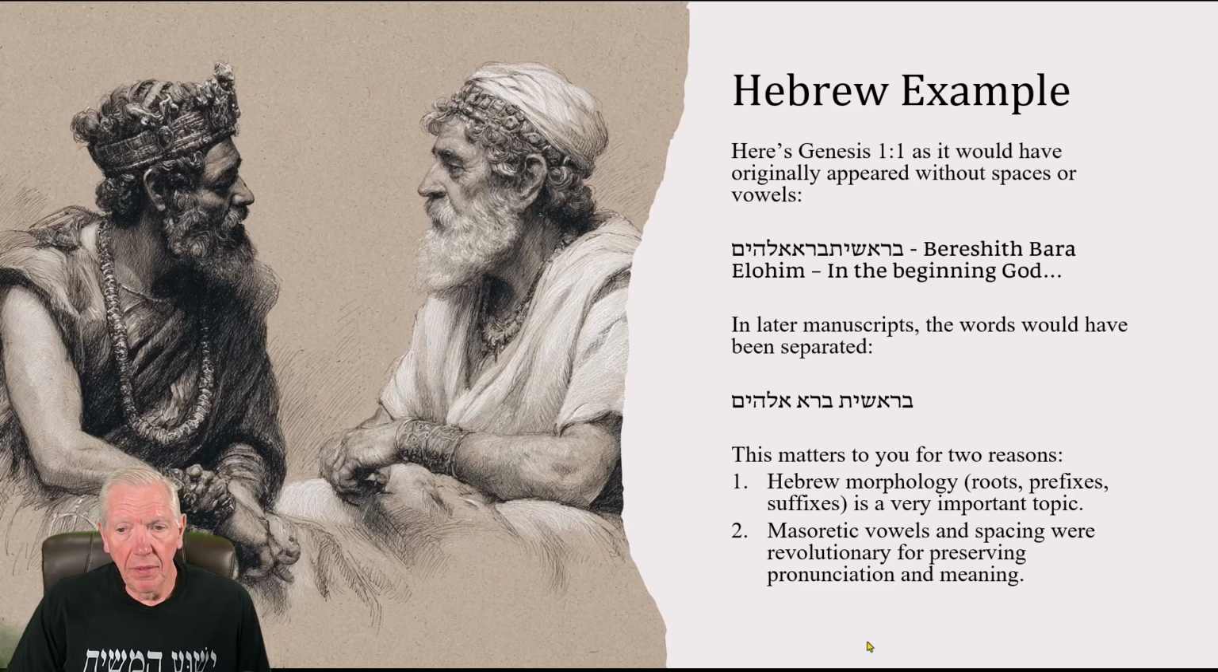Also, the Masoretic vowels and spacing were revolutionary. They preserved the pronunciation and the meaning without touching the original words. Masoretes were Jewish scribes. They believed that the word is holy, as I believe the word is holy, and so they didn't want to introduce marks in the letters that may have meant that there was a character there that could be misinterpreted, so they developed the Masoretic system.